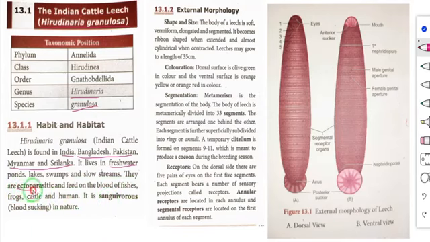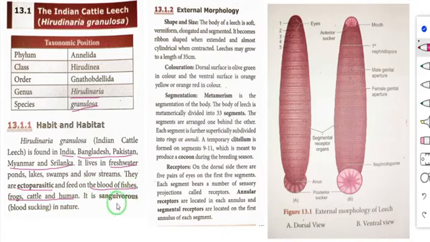So these leeches are ectoparasites. You know endoparasite and ectoparasite. Endoparasite means they are present inside of the body. Ecto means what? It is present outside of the body. You know head louse, mosquitoes. So these are ectoparasites present outside of the body. So this leech is also an ectoparasite, and it feeds on the blood of fishes, frogs, cattle and human. It can suck only the blood. The food is only blood.